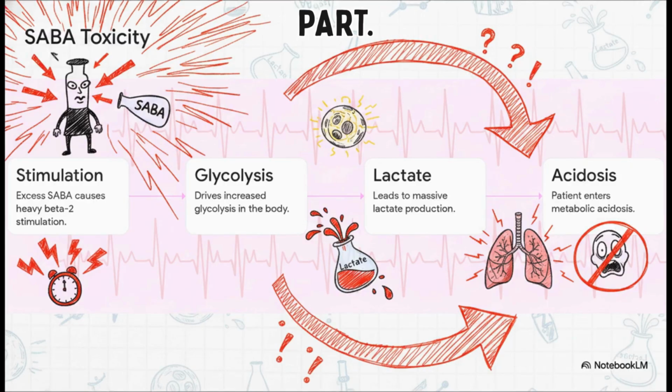And here's the really scary part. The patient starts breathing fast. They become tachypneic from the acidosis. This tricks the provider into thinking it's a worsening asthma attack, so they give even more SABA. It is a vicious, potentially lethal cycle of impaired clearance.